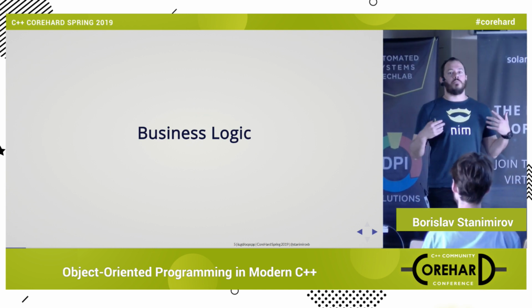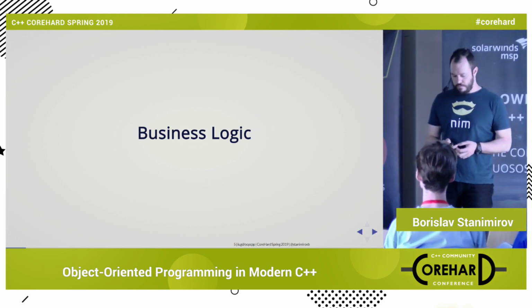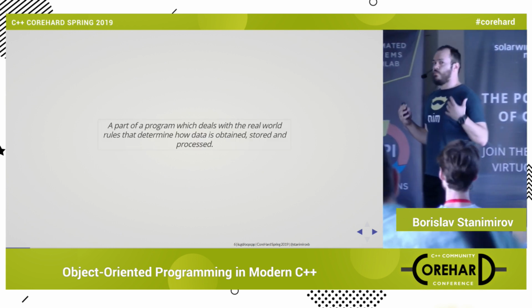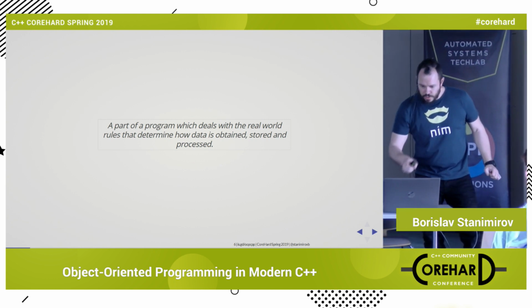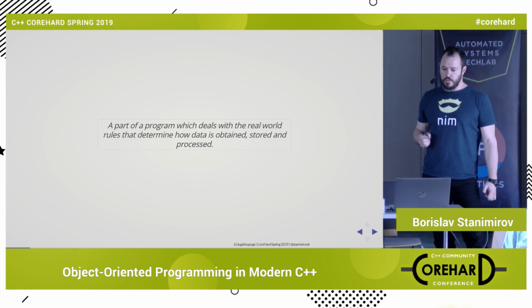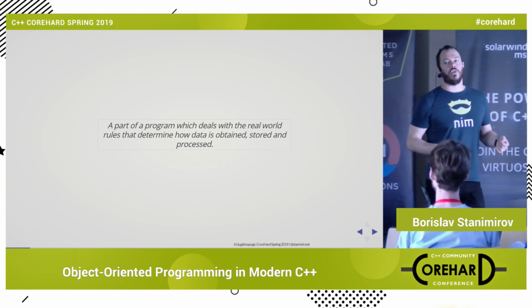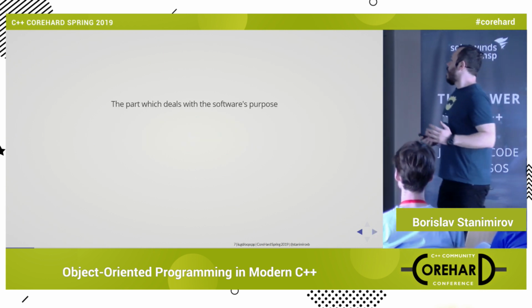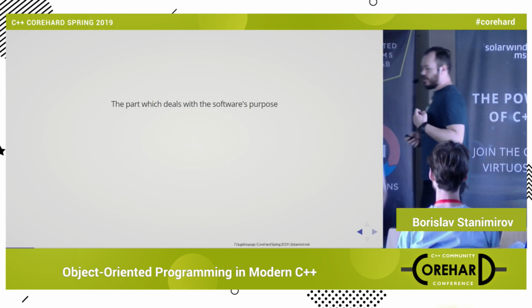So let's start this topic from afar, in a way. We'll talk about some motivation for our talk. And the motivation is business logic. To put it formally, business logic is a part of a program which deals with the real-world rules that determine how data is obtained, stored, and processed. And this is a mouthful, and it's pretty hard to comprehend, so I'll put it simply. Business logic is the part of the software which deals with the software's purpose.